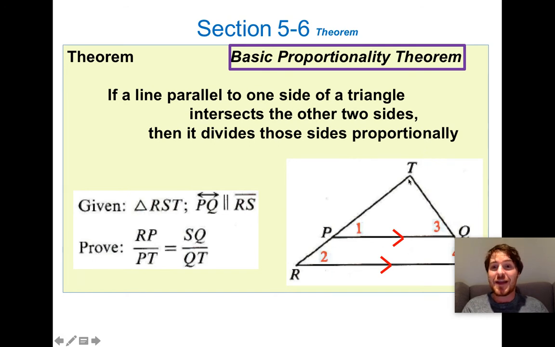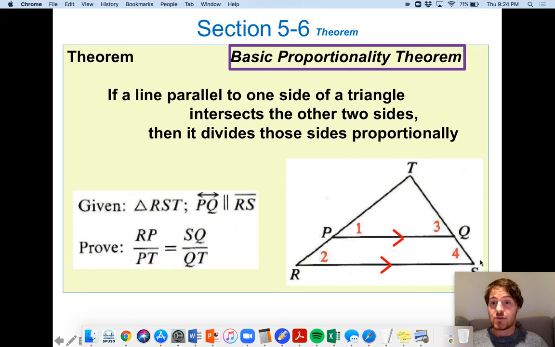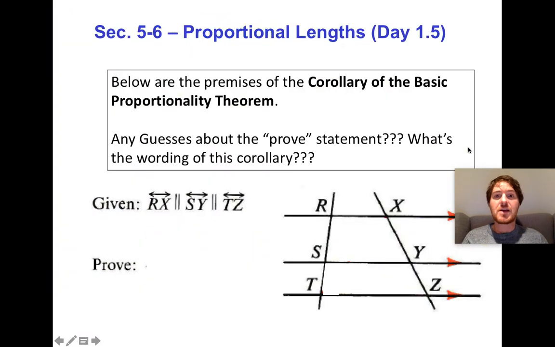We have a triangle right here, and then we have a line that's parallel to one of the sides of the triangle. Well, that line is going to divide the other sides of the triangle proportionally. Ergo, the ratio of distance RP to distance PT is going to be the same as the ratio of SQ to QT. We can bank on that. We know that's true because that's a theorem. So that was the basic proportionality theorem.